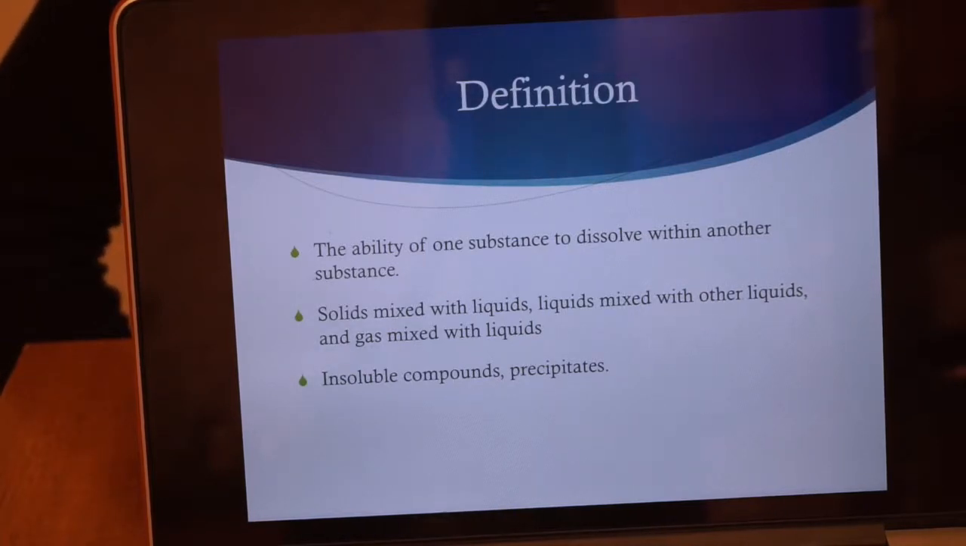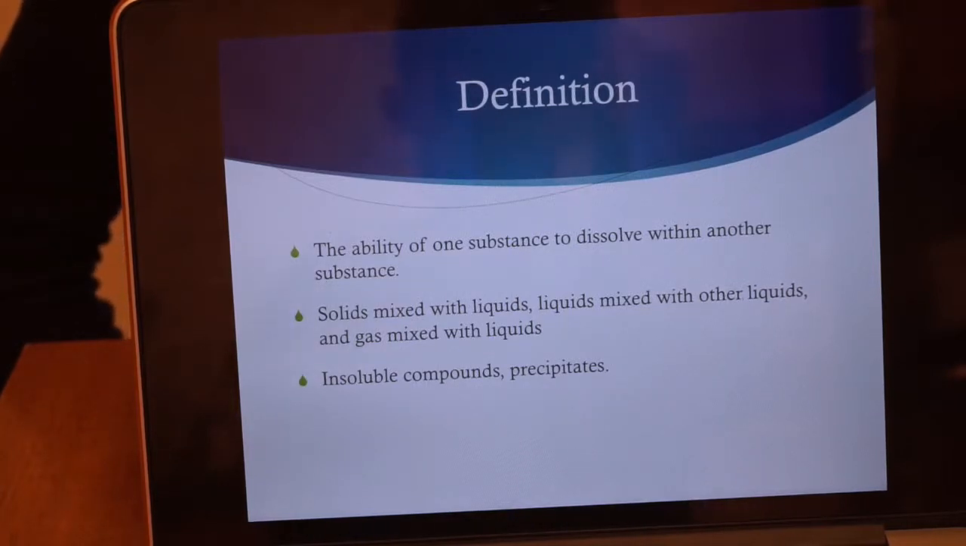Some reactions produce compounds that are insoluble or have very low solubility, which means they don't mix easily. The insoluble products, called precipitate, settle to the bottom of the container following the reaction.